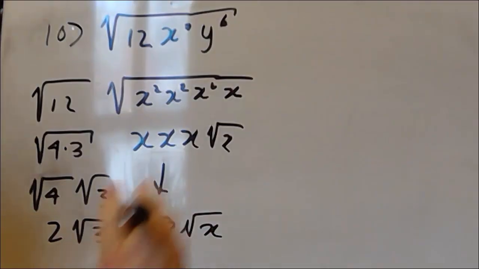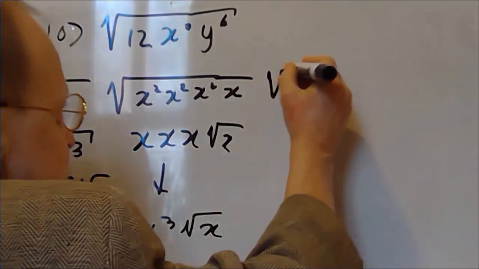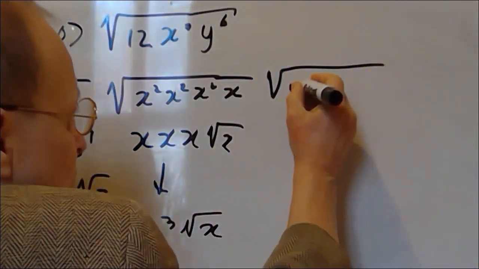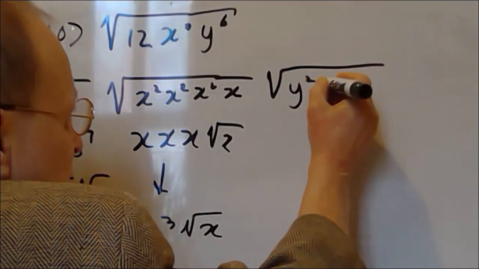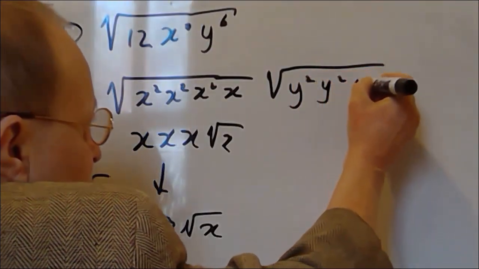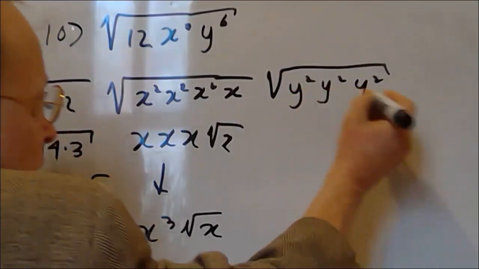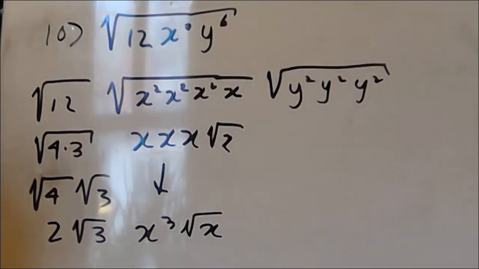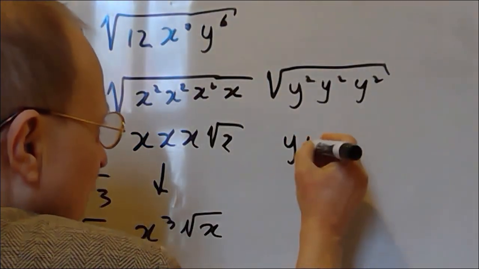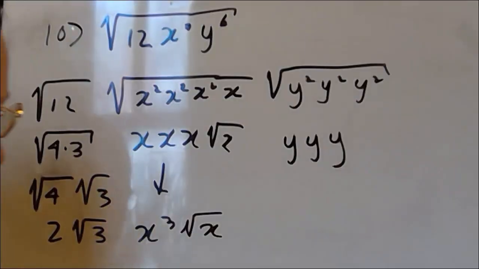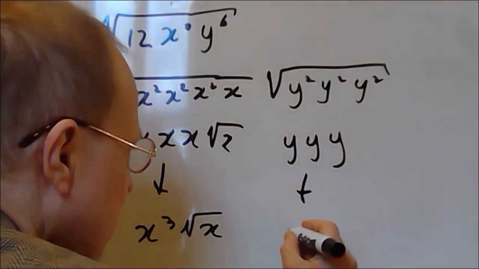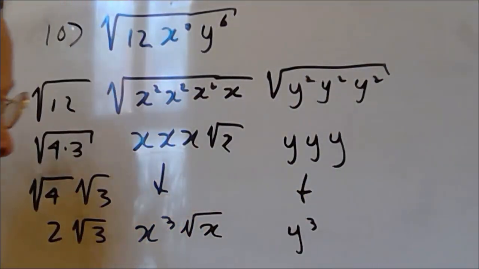And then the last one, y to the 6th, y squared, y squared, y squared. So that would give me y to the 6, and I'm writing them so I can pull them out as perfect squares, and that means I get y, y, y, and that will give us y cubed.